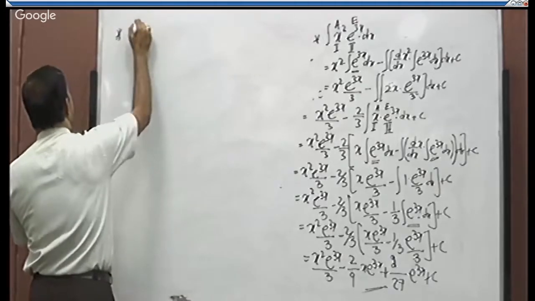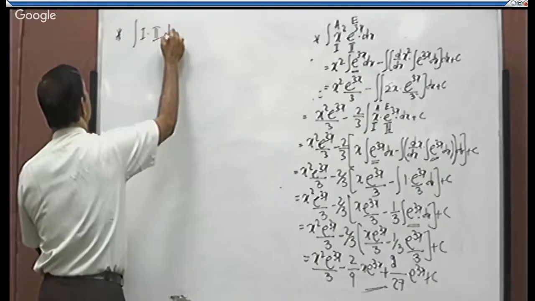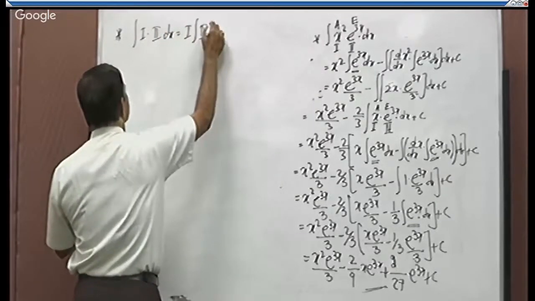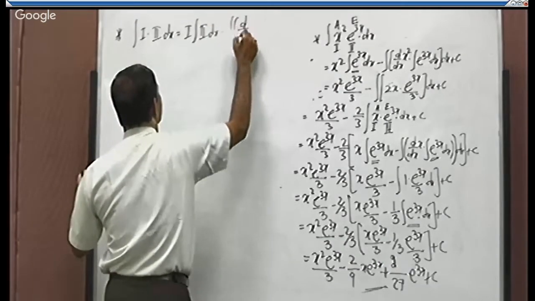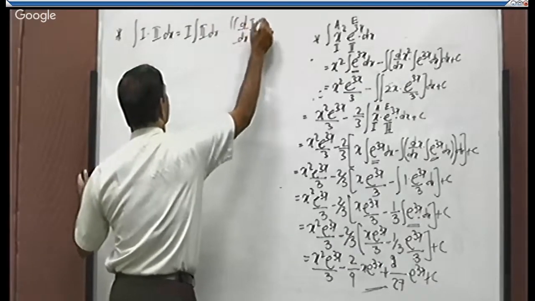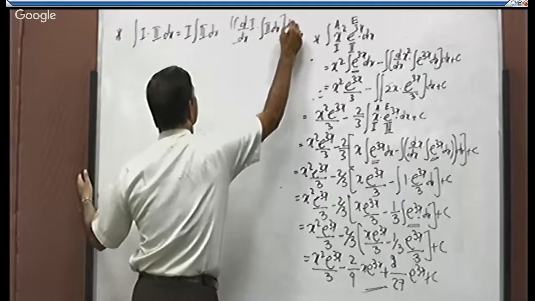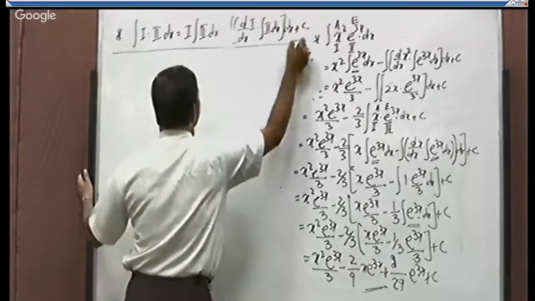So I'm writing this formula here: integration of first into second function dx is equal to first function into integration of second minus integral of d by dx of first into integration of second into dx plus c. This is the formula.